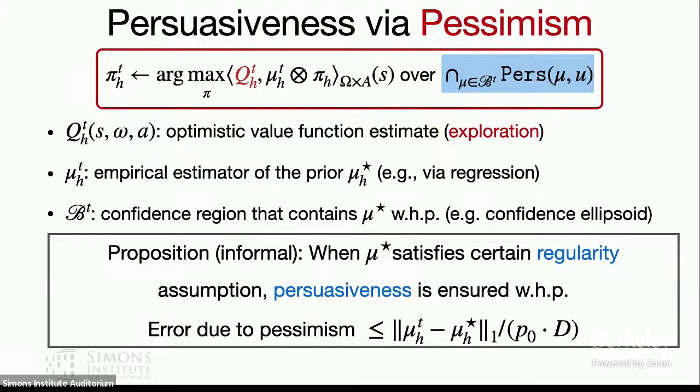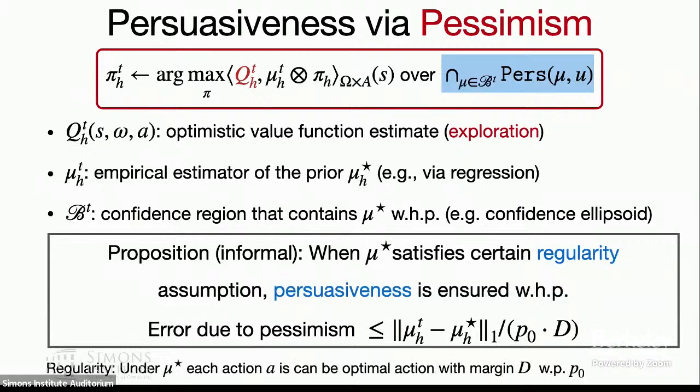Then with this pessimism approach, we can ensure that with high probability, all the policies satisfy this persuasiveness constraint. And more importantly, what is the price paid for achieving this pessimism? We can show that in terms of regret, there's an error term that shows up due to pessimism, and it's upper bounded by, essentially, the width of the confidence region in terms of total variation distance.